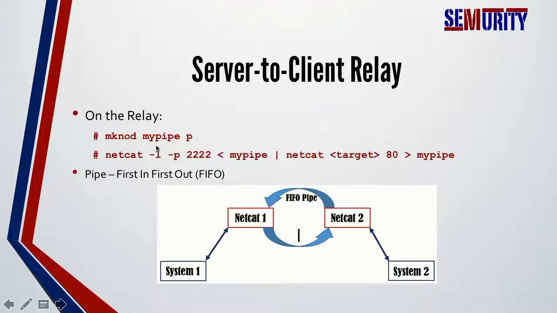So we create this pipe, and once we have created it, we're going to run two instances of Netcat. Instance 1 over here and instance 2 over there. And the two instances are separated by a symbol which is called the pipe symbol. I want you to concentrate here. What's going to happen exactly is the following.